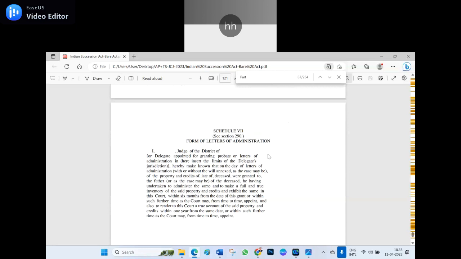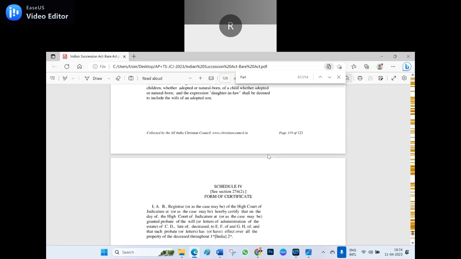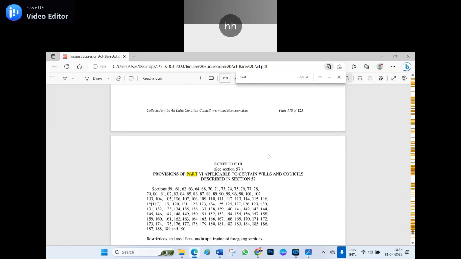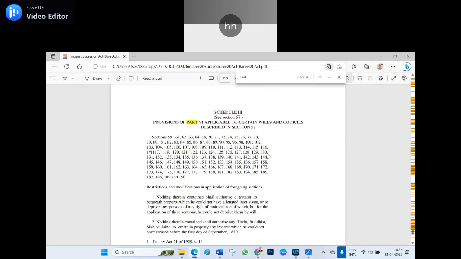Is it visible? Say yes. Visible. See, Schedule 6, Section 289. Schedule 5, 284 subsection 4, form of caveat. Is it subclass 4 or subsection 4? 284, then subsection 4, not class 4. Okay, now how could we know it? See, here it is also given. And provisions of part 6 applicable to certain wills.